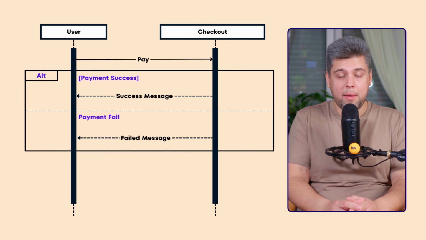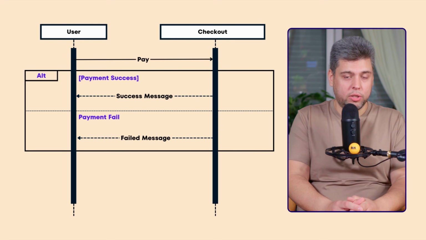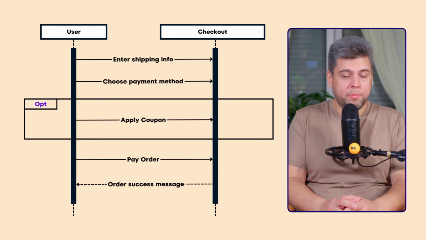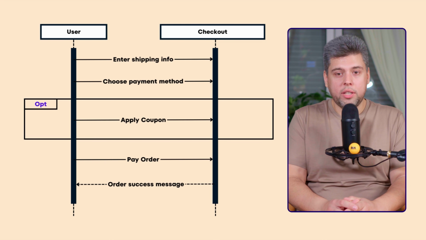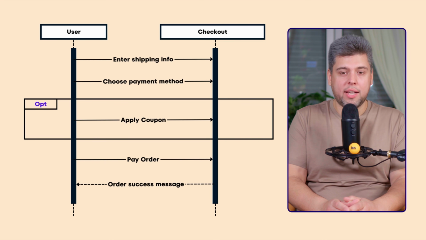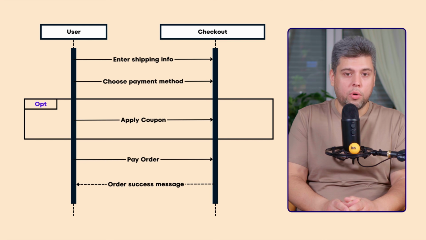For example, if payment succeeds, one path is taken. If payment fails, another path is followed. The opt fragment shows optional behavior that only happens if certain conditions are met. This is useful for modeling features that may not always be executed depending on user input or system state.